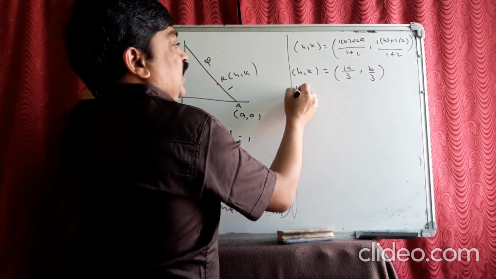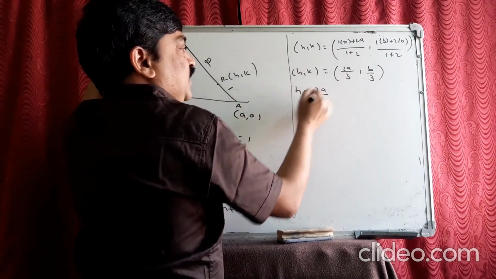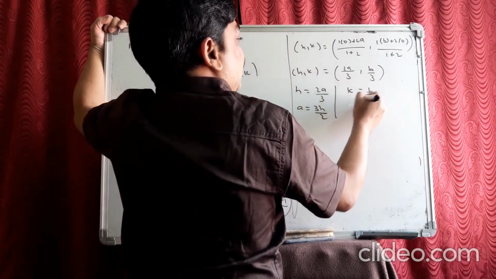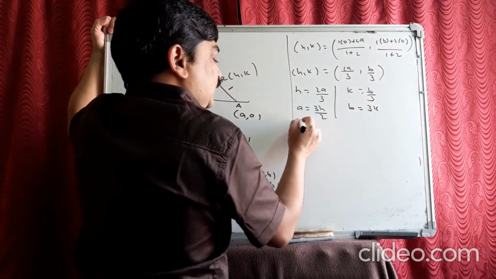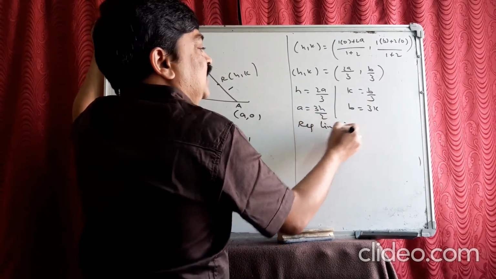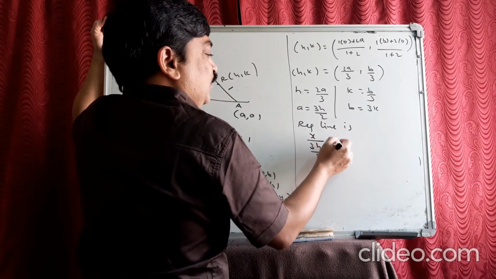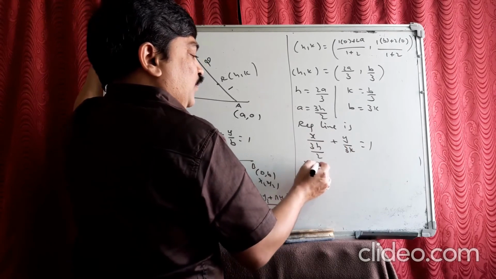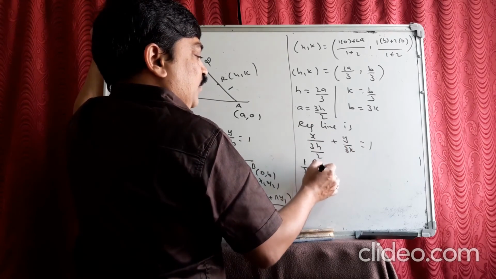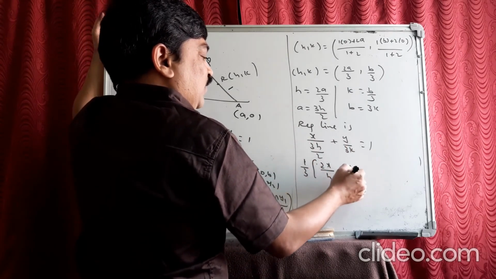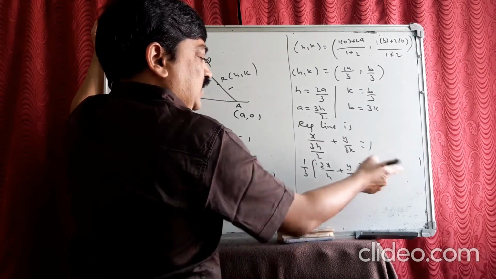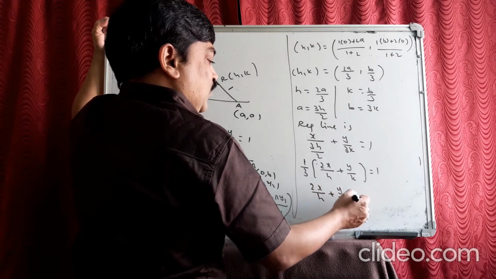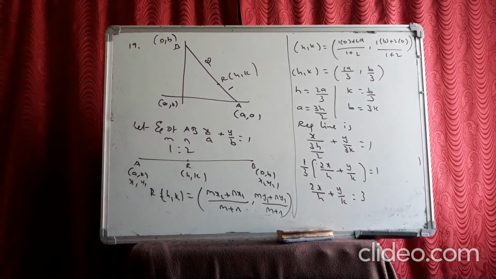Now equate them. h = 2a/3, so a = 3h/2. k = b/3, so b = 3k. So the required equation of the line is x/(3h/2) + y/(3k) = 1. Take 2 to the top and take 1/3 common: (2x/h + y/k) = 1/3... taking 3 to the other side, 2x/h + y/k = 3. You can also take the LCM and write it that way.